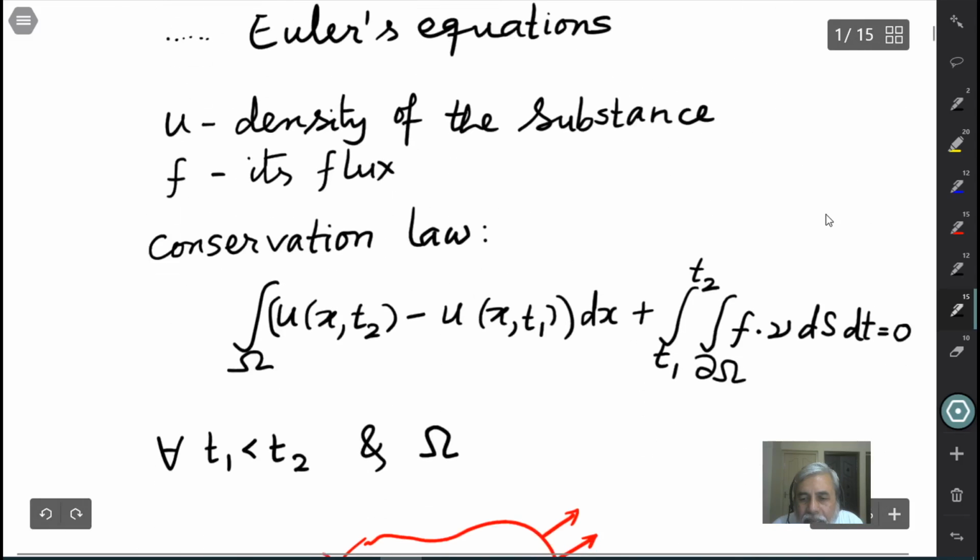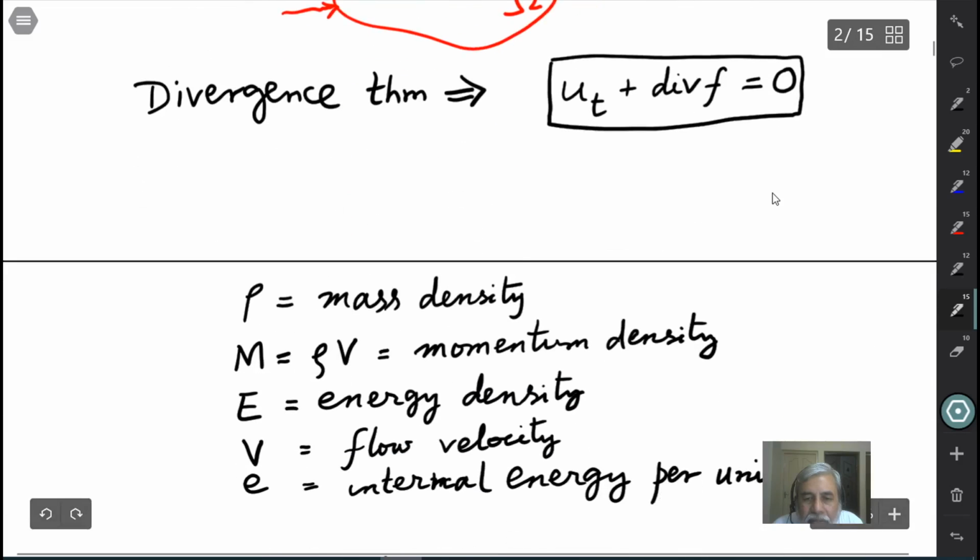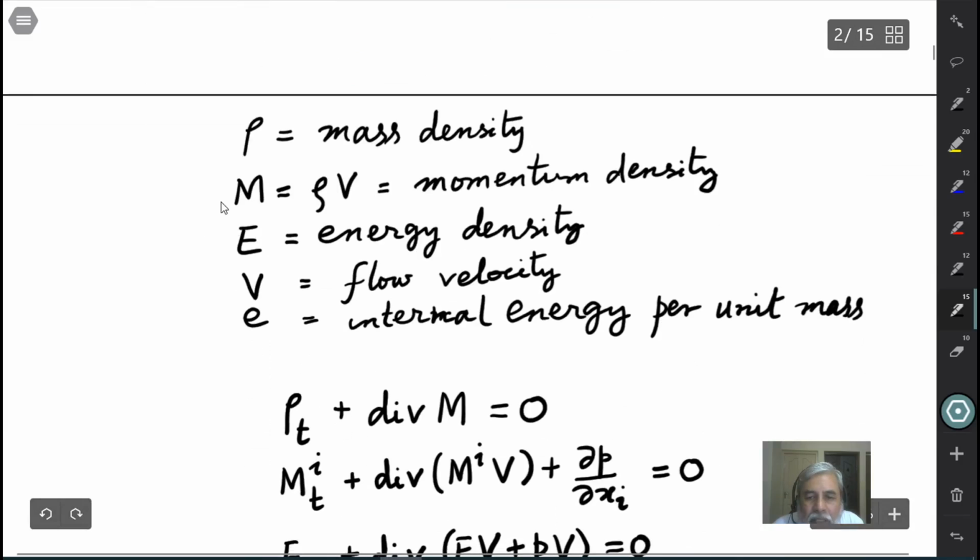In deriving the mass, momentum, and energy conservation equations, we need to take different U's and different F's. Here I have just written some terminology, but for more details you should consult a good book on fluid dynamics. Now coming back to the fluid flow problem, these are the usual notations. Rho is the mass density, and capital M is rho times V, the velocity, which is a vector again. There are three components in Cartesian coordinates, and that is called the momentum density. Then there is the energy density and internal energy. If you want to know more about their physical significance, you should read some good book on fluid dynamics.